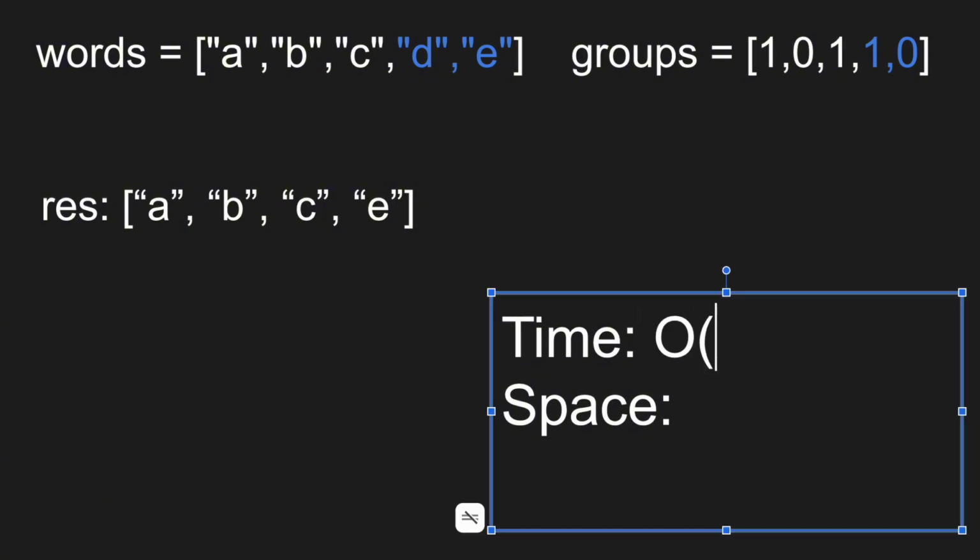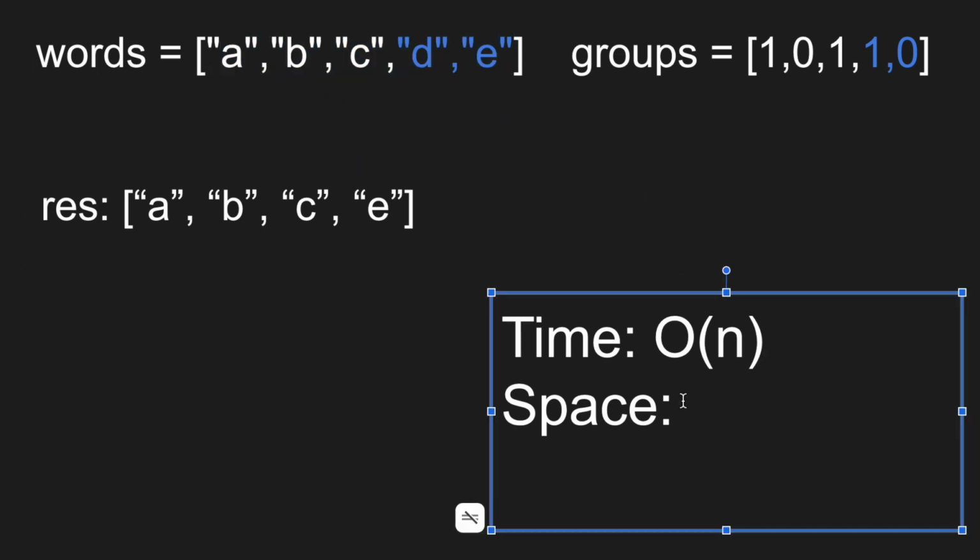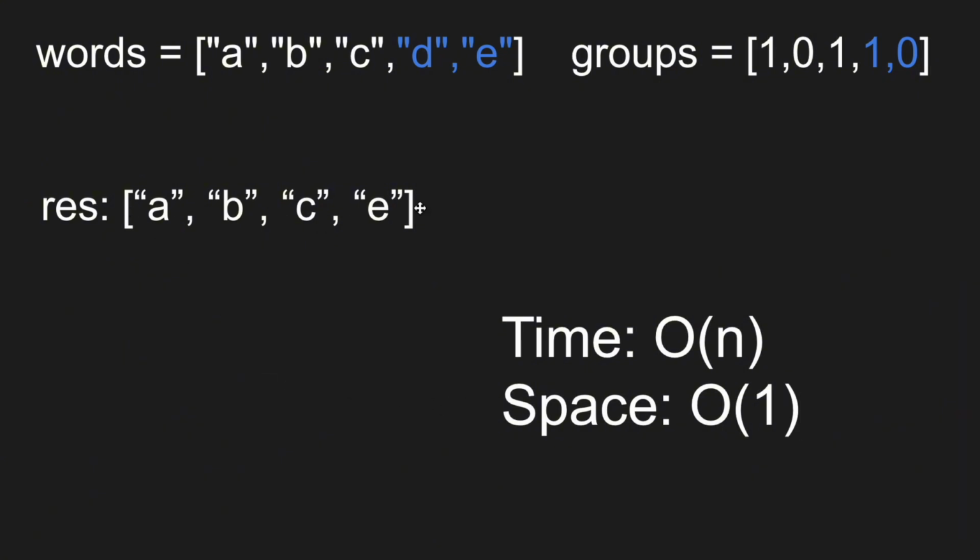So the time complexity would be O(n), where n is the number of elements in words, because that is the number of elements we will iterate through. And the space complexity would be O(1), because even though we are creating the result, we are returning it, so it doesn't count as space, so there's no extra space.